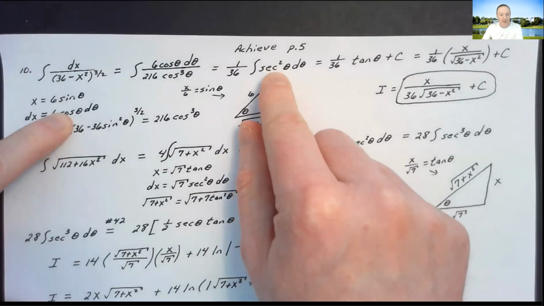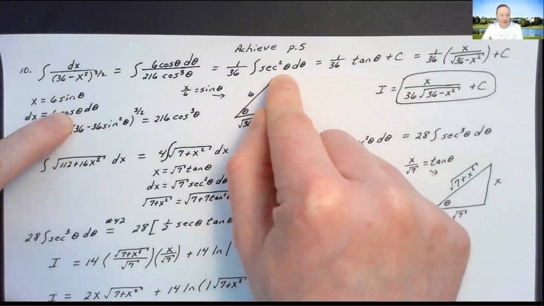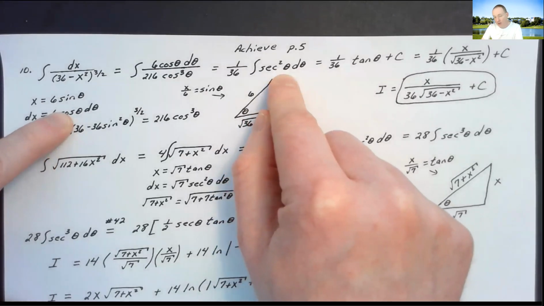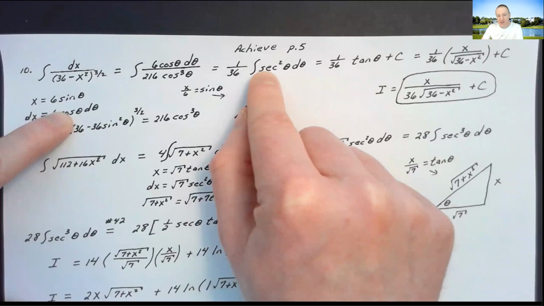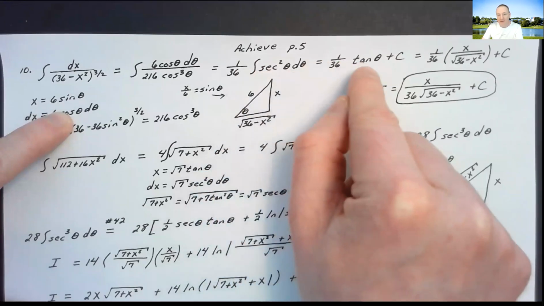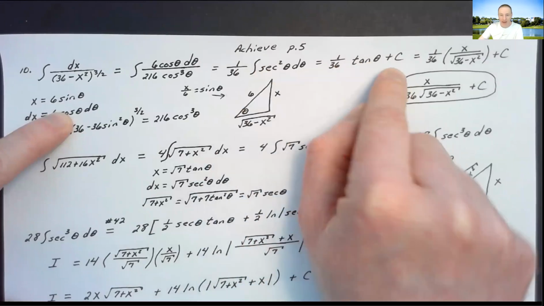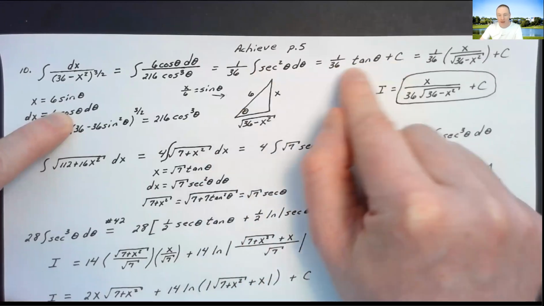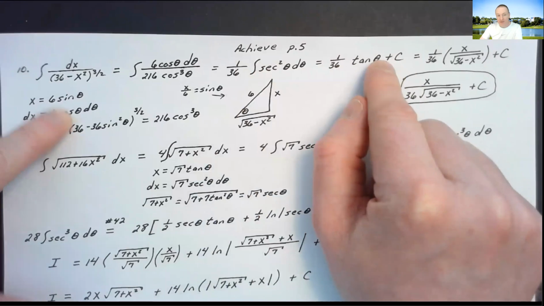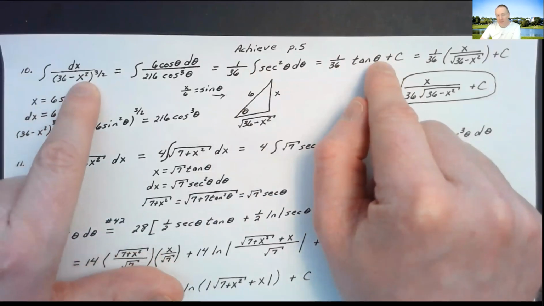Because I remember from Calc 1, the derivative of tangent is secant squared. So the integral of secant squared with respect to theta is just the tangent of theta. I keep the 1 over 36 with it. I add my constant of integration. Now, that would be my final answer in terms of theta. I need the final answer in terms of x.